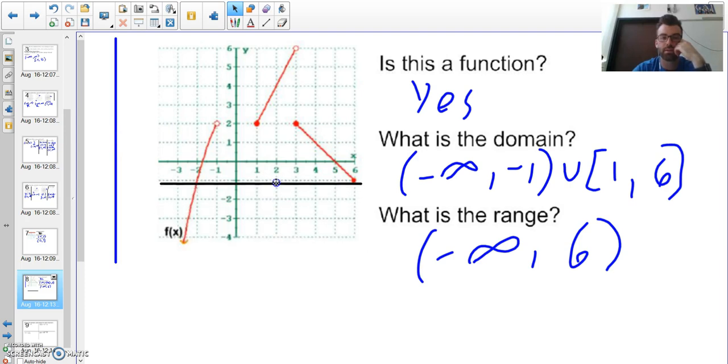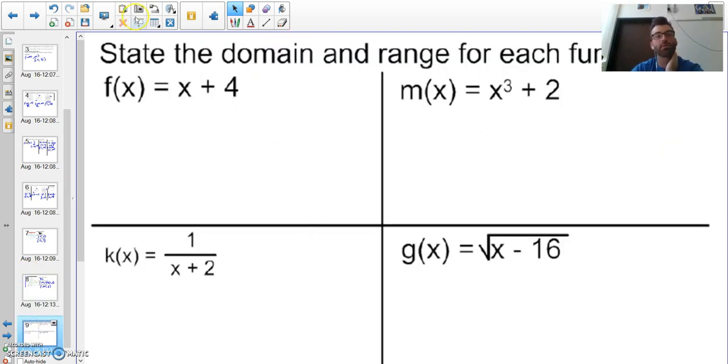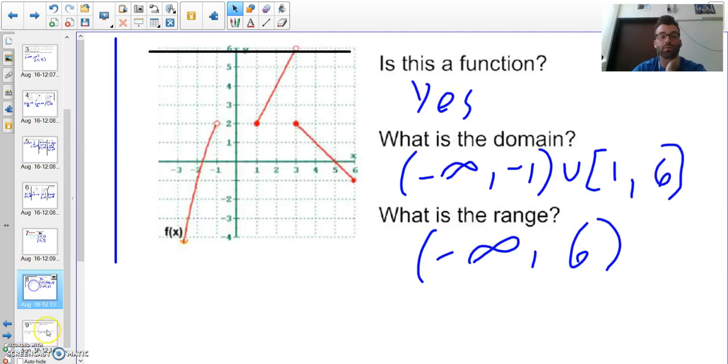All right, and there's always a y value, even at 2 here. There's always a y value, and I go back up to 6. All right, and that's an open dot there. Okay, so I don't include 6 on that.